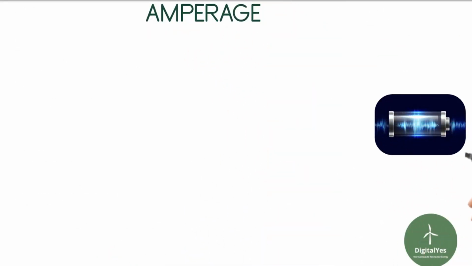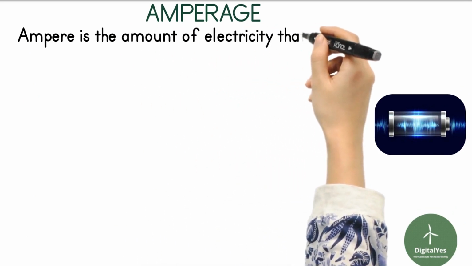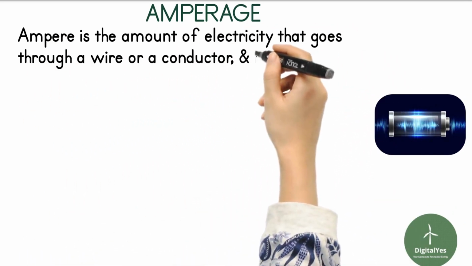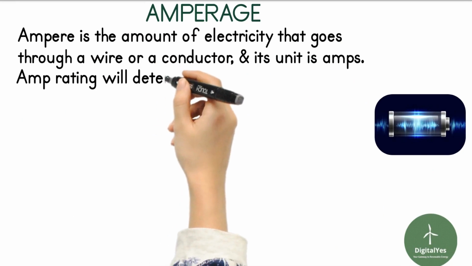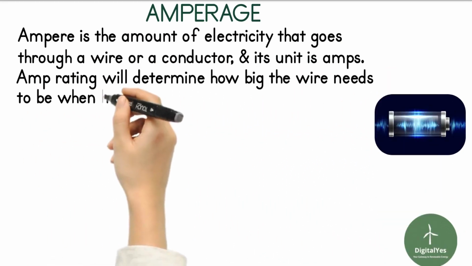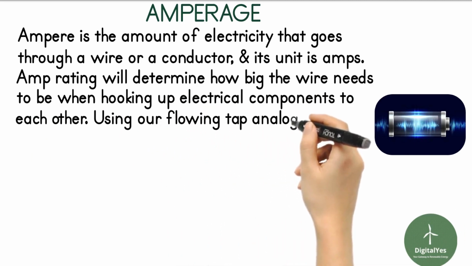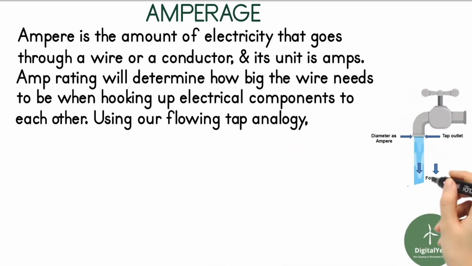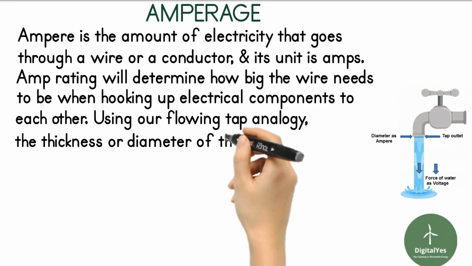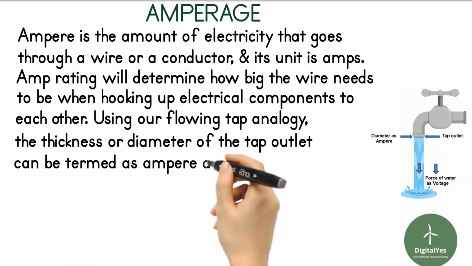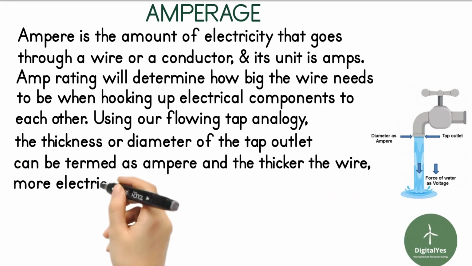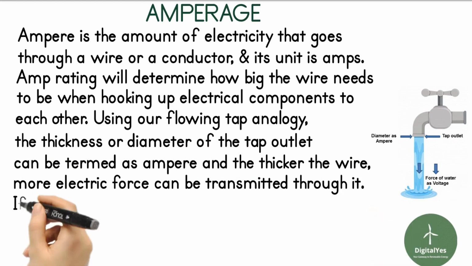Amperage. Ampere is the amount of electricity that goes through a wire or a conductor, and its unit is amps. Amp rating will determine how big the wire needs to be when hooking up electrical components to each other. Using our flowing tap analogy, the thickness or diameter of the tap outlet can be termed as ampere, and the thicker the wire, the more electric force can be transmitted through it.